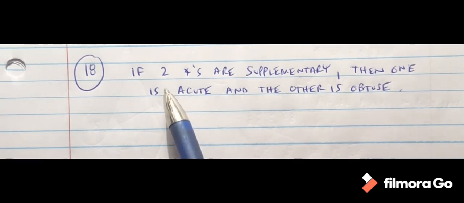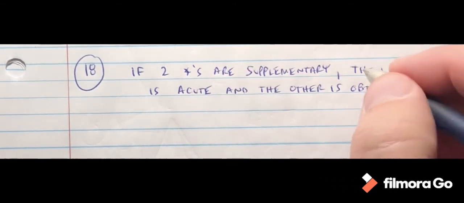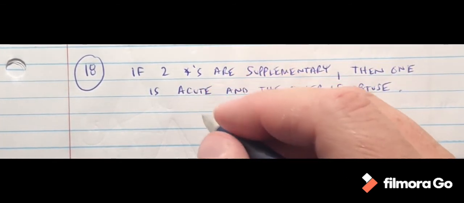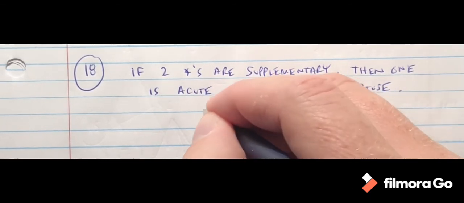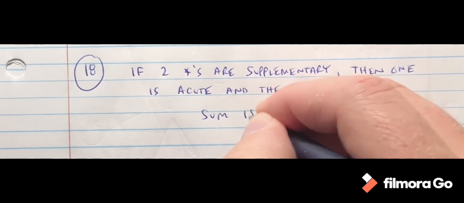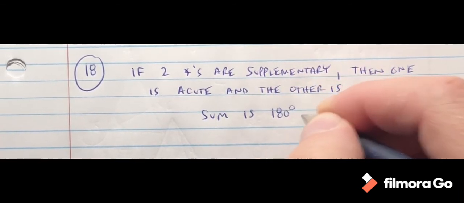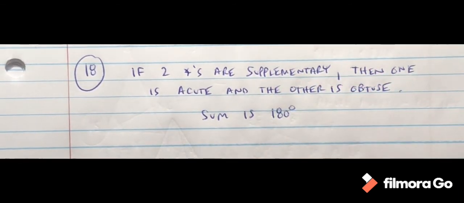So we're going to say if two angles are supplementary, then together they add up to 180. So the sum is 180 degrees. So we would have to say this is false because it's not true 100% of the time.